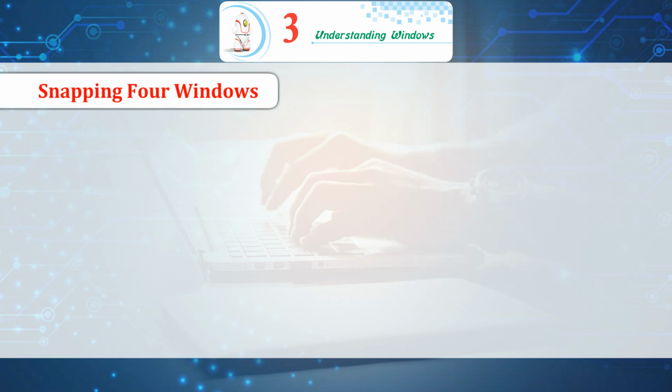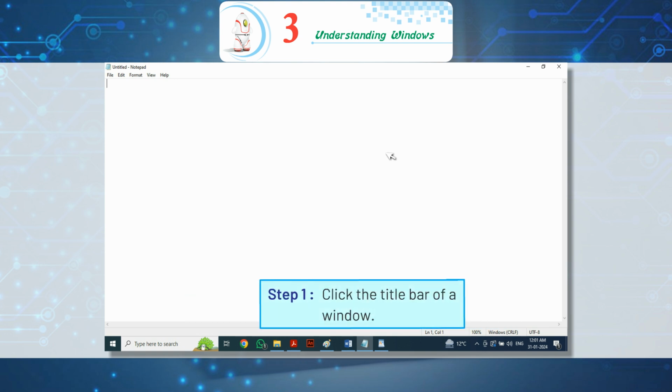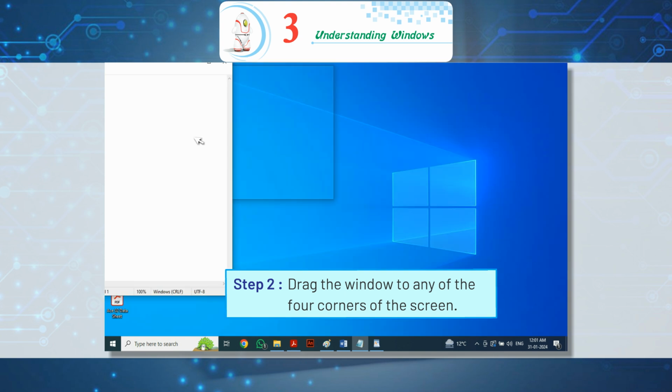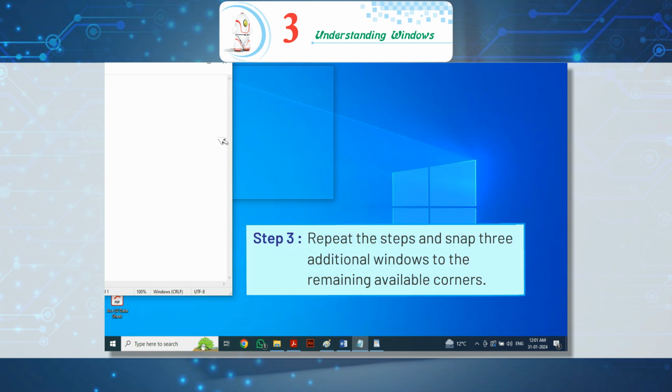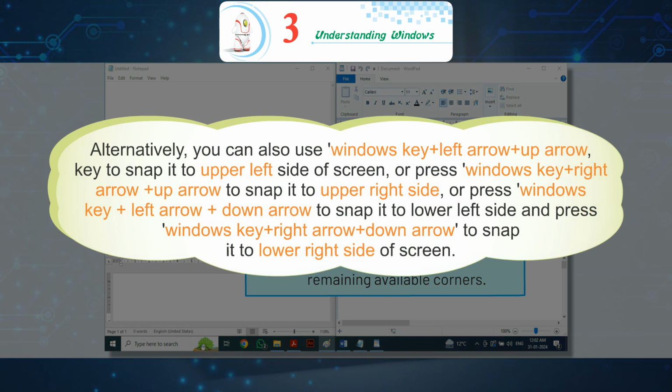Snapping 4 windows. To snap up to 4 windows, follow below steps. Step 1. Click the title bar of a window. Step 2. Drag the window to any of the 4 corners of the screen. Step 3. Repeat the steps and snap 3 additional windows to the remaining available corners.